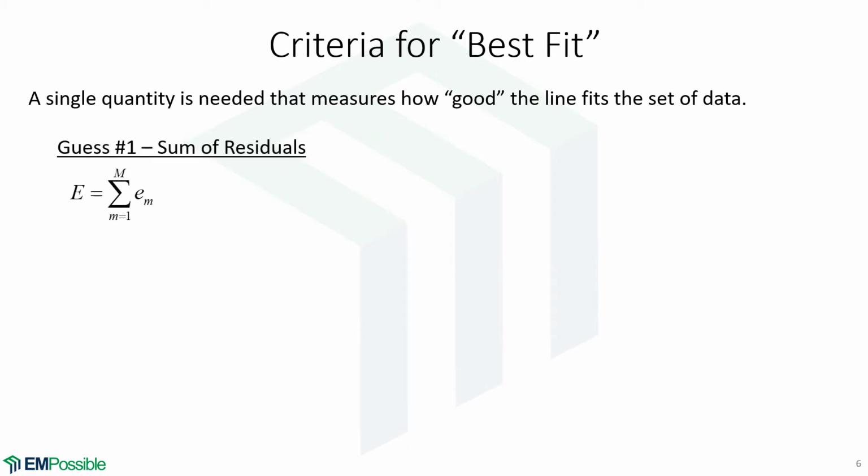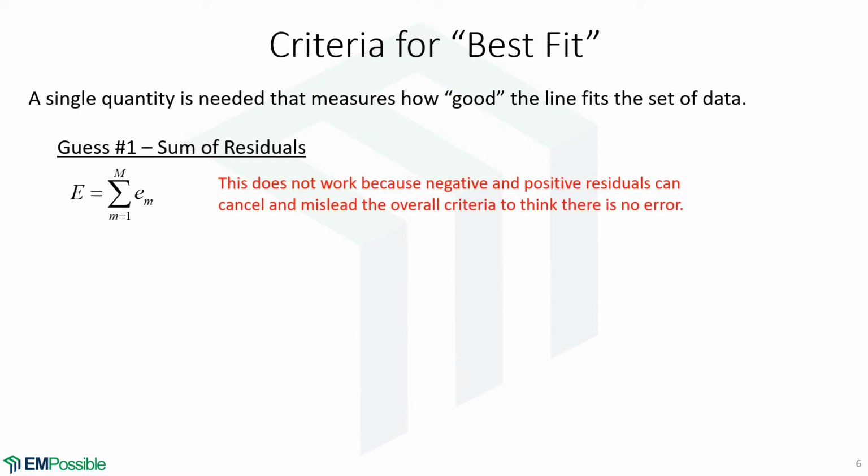So what if we just added them together? Would that work? Well, no, that wouldn't really work because we're going to have some of them that are negative, some of them that are positive, and they will tend to cancel, and our overall error metric will be smaller than it should be.